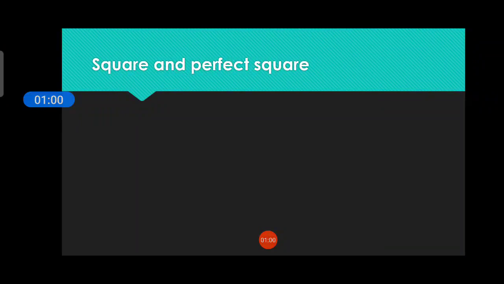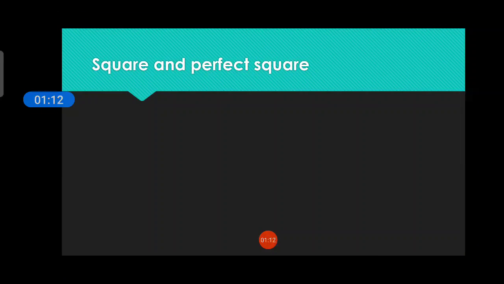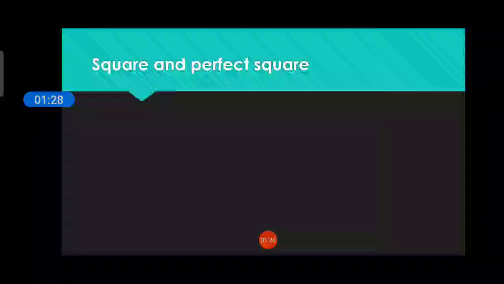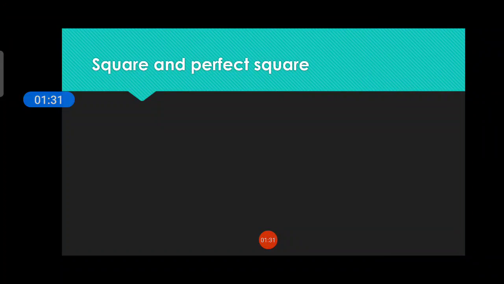Perfect square: when the exponent or the power of a natural number is 2, the number so obtained is called a square number or perfect square. Suppose we take examples: 1 square, 4 is a square of 2 power 2, 9 is a perfect square of 3 power 2. Like that we can easily identify square and perfect square.